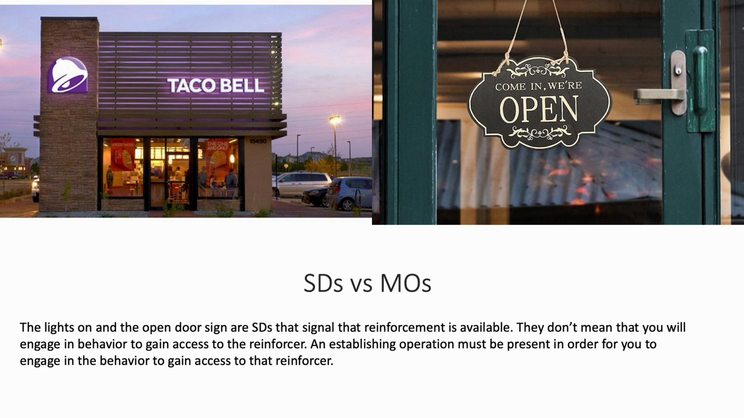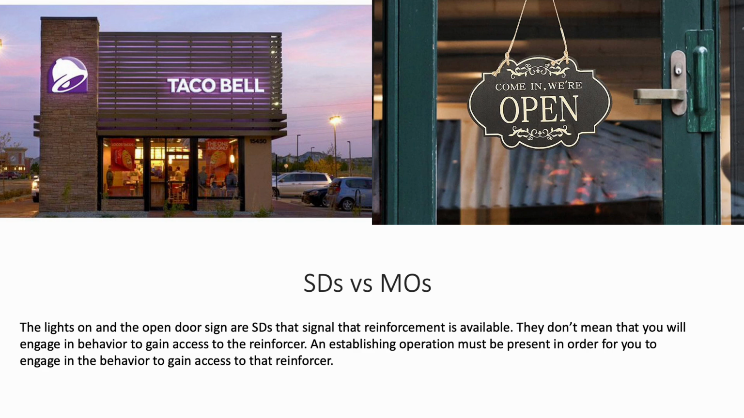SDs are signaling to us, if you want access to this reinforcer, it's available right now. You can engage in behavior to gain access to this reinforcer right now. However, do you have the motivation to gain access to this reinforcer right now? Are you interested in accessing this reinforcer in this particular moment? And motivation is not something that we technically have to be aware of.